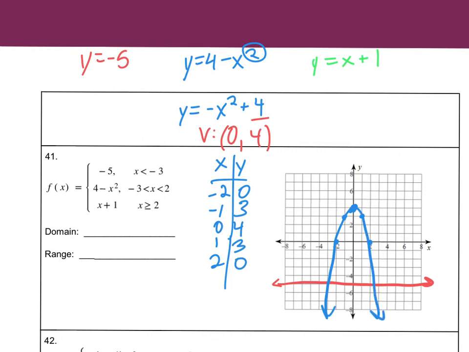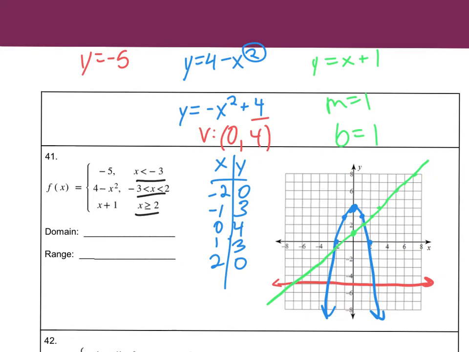The last piece, this is just a line, right? Slope of 1, or 1 over 1, b value of 1. So plot the b value, use the slope to make more points. I can go ahead and graph the whole thing, but now I need to go through and see where each of these is defined, and I need to erase the parts that I don't need.